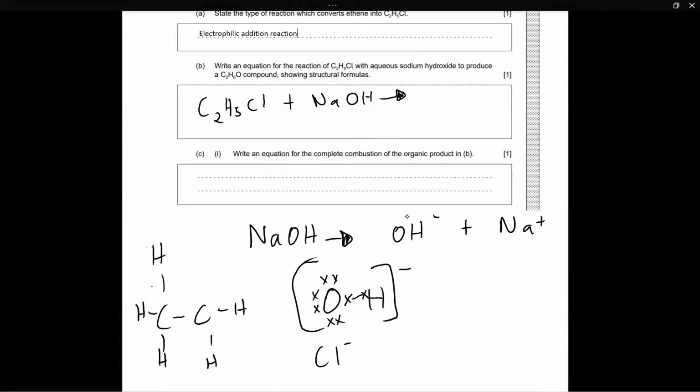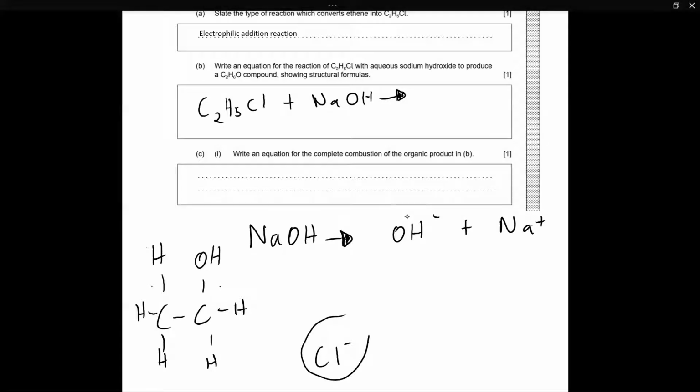Now this OH minus will go and attach to the carbon atom, which now has a slight positive charge. It's called a carbocation because the chlorine has taken away its electron, and it's taken away the electron it contributed to the bond. So that's why it's left with a slight positive charge. So this OH will go and bond to the carbon. So now you end up with something looking like this, an OH on the carbon. And then this Cl minus over here will go and combine with the Na plus from the NaOH to form NaCl.